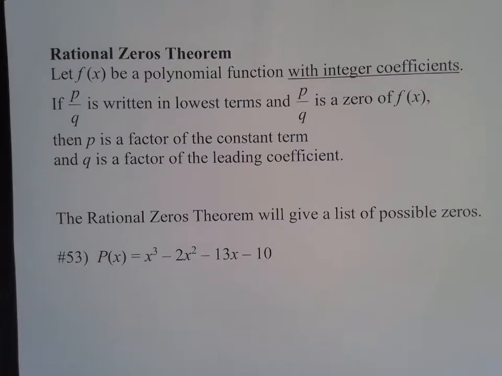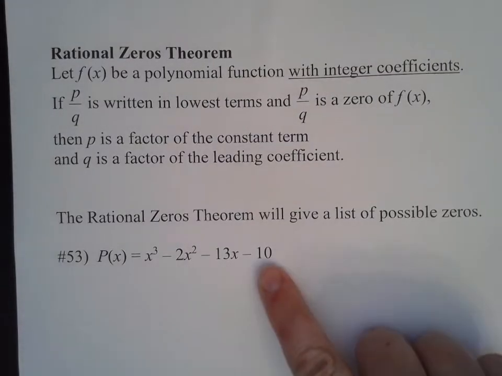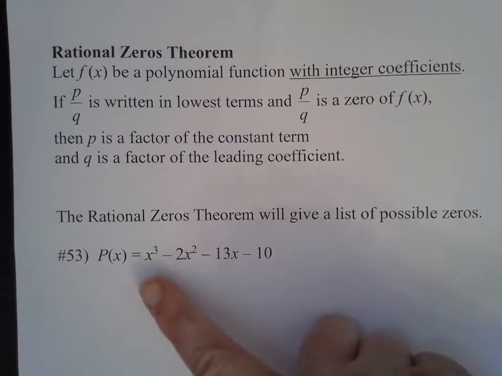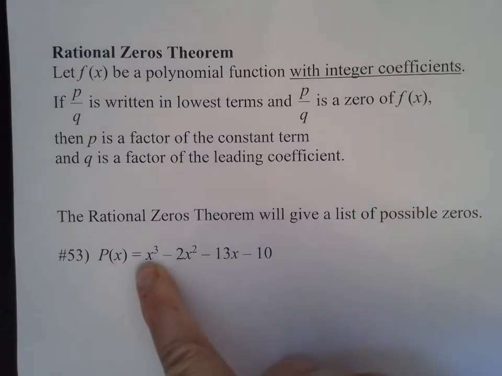Okay, and then if I can make the fraction p over q, where it's written in lowest terms, and p over q is representing a 0 for this function f of x, then it turns out that the p in the top of the fraction is a factor of the constant term. That means it divides evenly into the number part of our function, like this 10 here. That would be the constant term. And the q in the denominator divides evenly into the leading coefficient, which would be the number in the very front of the polynomial, in front of the highest power of x.